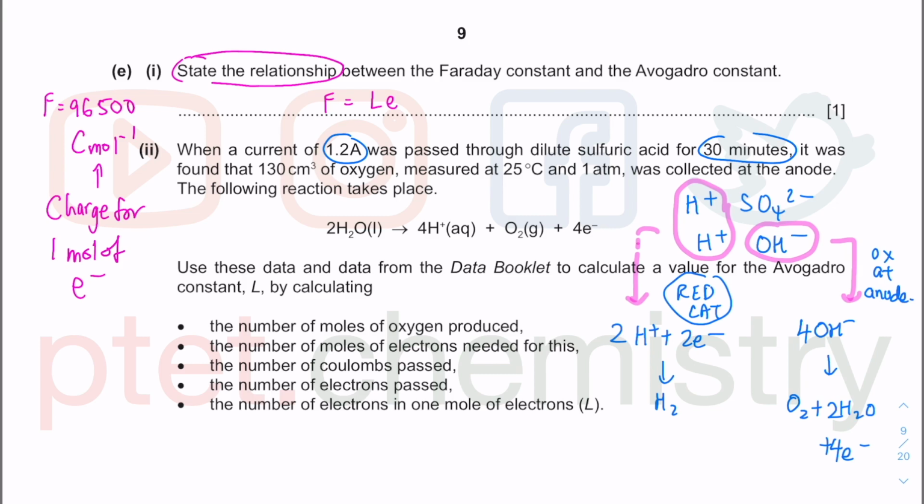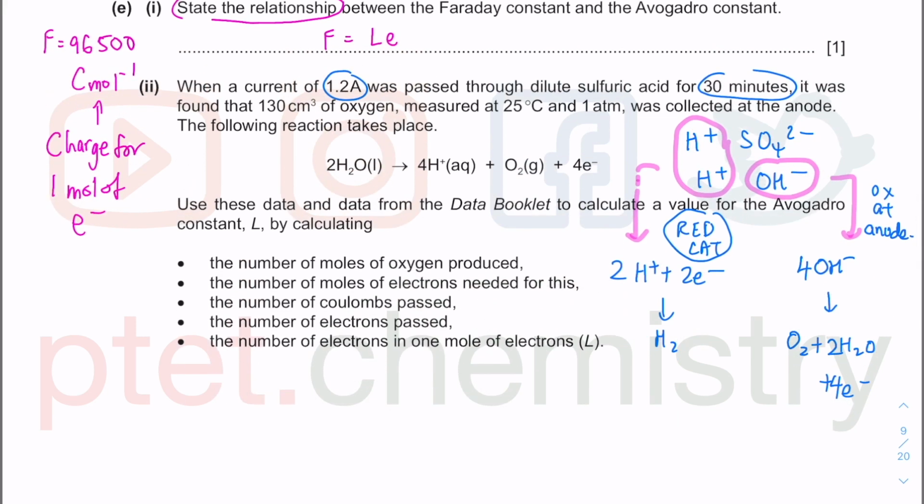Overall, what you're going to get is the H2O getting electrolyzed to give you hydrogen at the cathode and oxygen at the anode. And you're going to have H2SO4 remaining, and in fact it's going to become more and more concentrated as the electrolysis continues. So what do we get? This is the reaction that happens at the anode because this is oxidation.